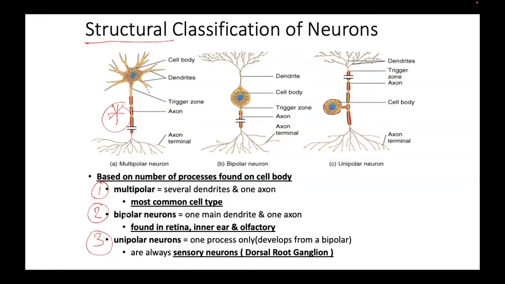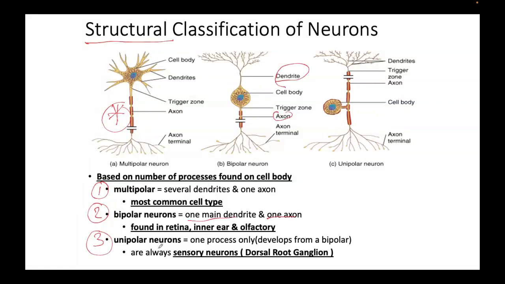That's your classic. Bipolar neuron, these are found in the eye, the retina, the ear, and sense of smell for olfaction. This is where we have one dendrite coming off the cell body, compared to multiple dendrites, right? There's only one extension coming off of it, one dendrite, and we have one axon. One main dendrite, one axon. Those are bipolar. They're found in the retina, the inner ear, and the nose, olfactory.